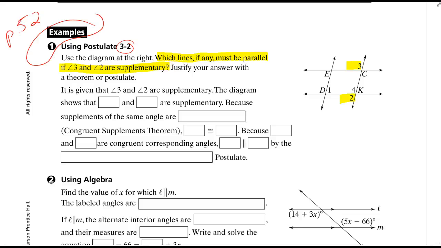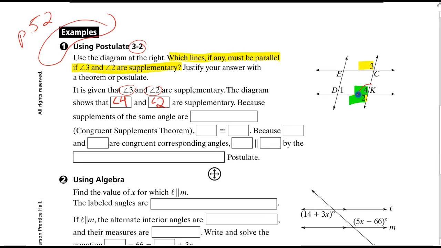So now let's fill in some boxes here. If it's given that 3 and 2 are supplementary, the diagram shows that angle 4 and angle 2 are also supplementary. Here's 4 and 2, which also have to be supplementary, because we know that adjacent angles that form a straight line must be supplementary. Now here, supplements of the same angle are congruent.